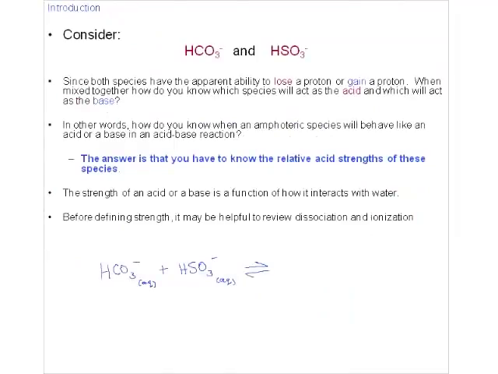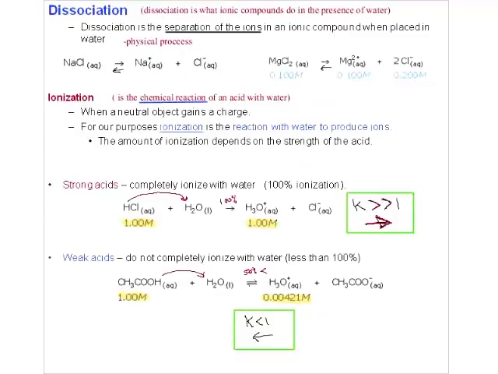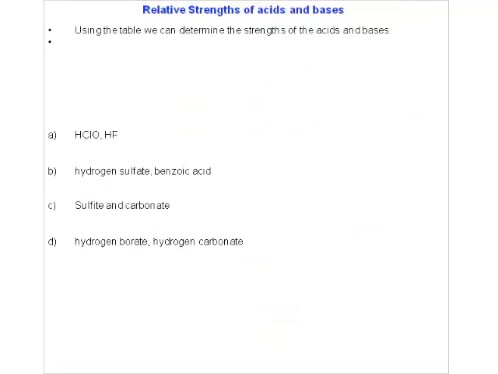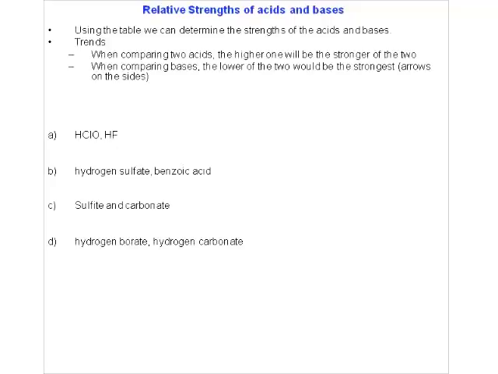Okay, so we want to be able to use this table to simply say, of two acids, which is the weakest, which is the strongest. So here we go. We can use our acid-base table for that. And what we're looking at is that when two acids are combined, the highest one on the table is going to be the stronger acid. And when comparing bases, the lower one on the table is the strongest base. Let's go look at it.